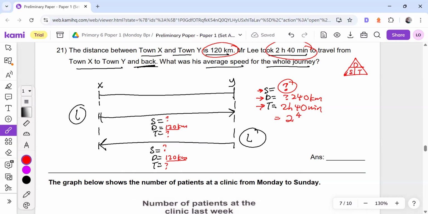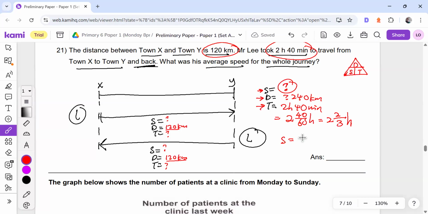How do you change it to hours? 40 out of 60. This is how you change the hours and minutes into hours, right? And you have to simplify already because no calculator. So 40 over 60, you divide by 20, you get 2. 60 divided by 20, you get 3. So the total time taken is 2 and 2/3 hours. And now can I find the speed?